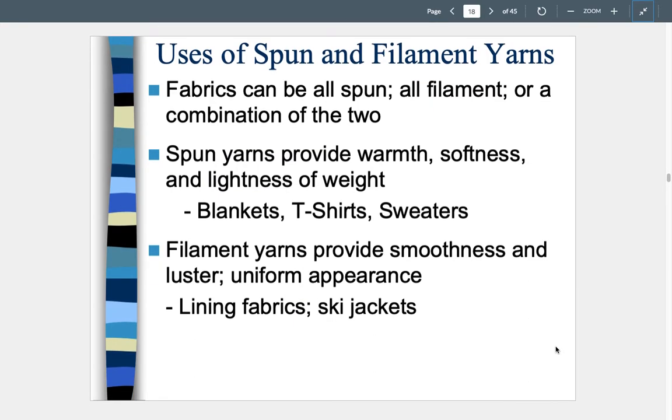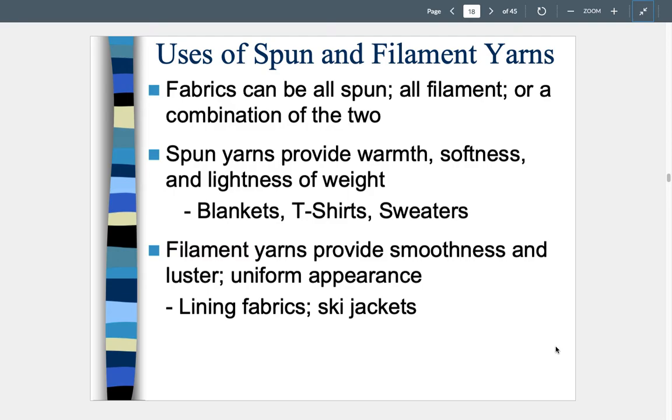Now, what are the uses of spun and filament yarns? Fabrics can be made of all spun, all filament, or a combination of the two. You can use them however you want, really. You just have to think about the end product. Spun yarns provide warmth, softness, and a lightness of weight. Things like blankets and t-shirts and sweaters are great to be made from spun yarn. They can be fuzzy and it doesn't matter. They don't have to be super strong. You're not going to lift a human being with your sweater.